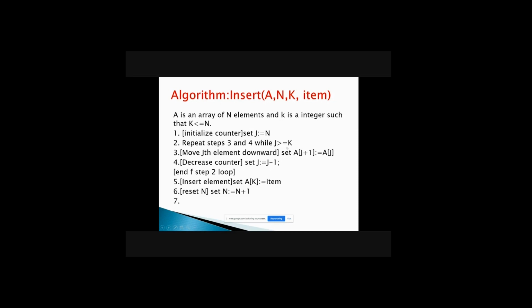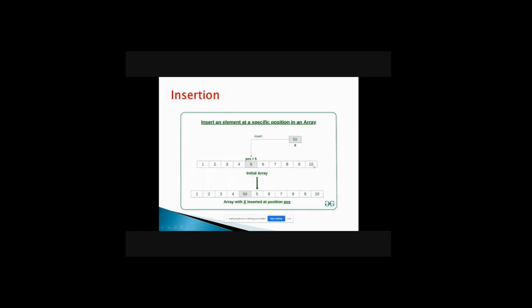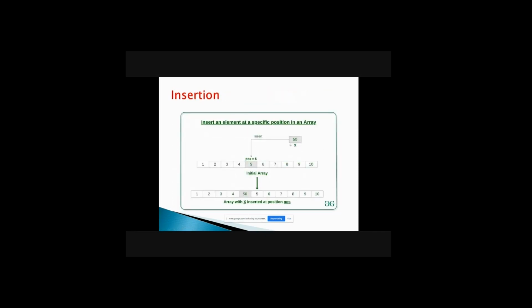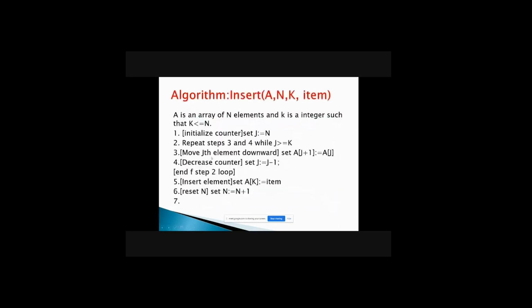The first time, what will be your j value? The n value, that is your last position. In the previous example, what will be your j position? 9, because the first position is 0, then 1, 2, 3, 4, 5, 6, 7, 8, 9. So your j will be 9, and 9 is greater than or equal to the position 5. Yes, it is true. So then move the jth element downward. Moving means you have to assign the value stored in j to the j plus 1 position.